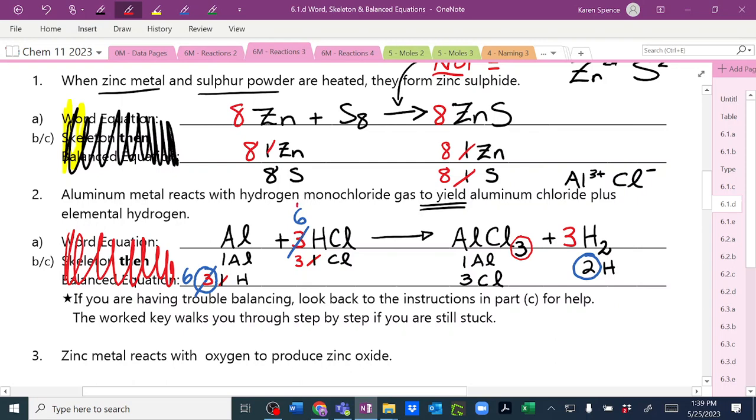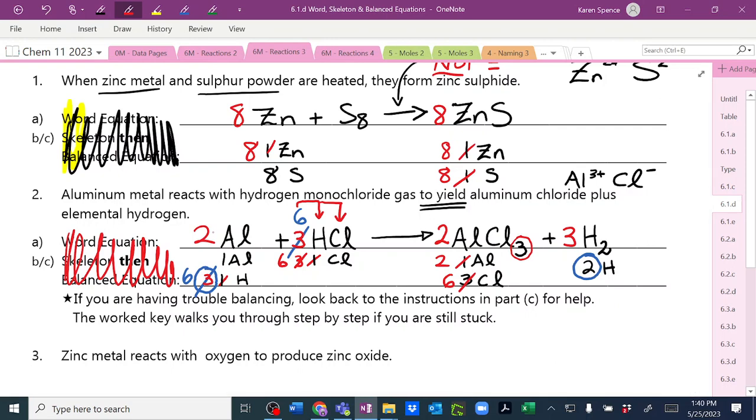And don't forget, I changed my hydrogen to 6, but I also changed my chlorine to 6. So if I want chlorine to be 6, I need to put a 2 here, which changes chlorine to 6, but it also changes aluminum to 2. All right, and we now have 2 aluminum, so we need to put a 2 here. That's as bad as it's going to get for now, okay?